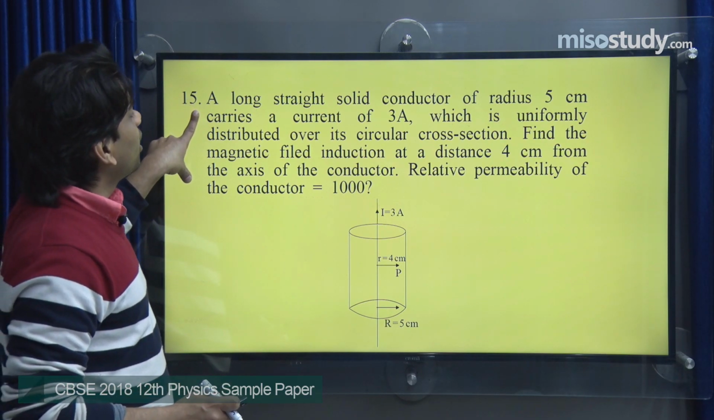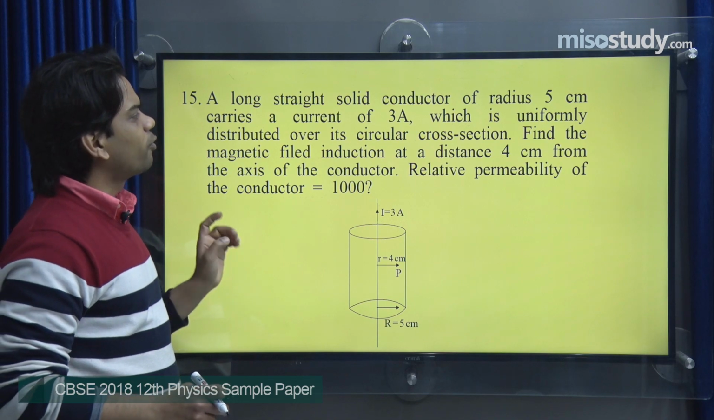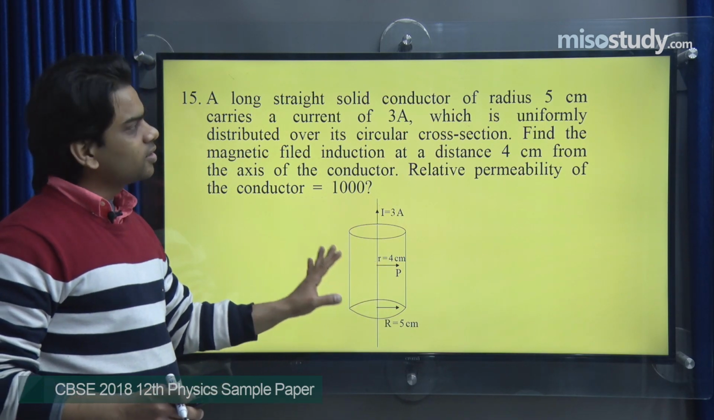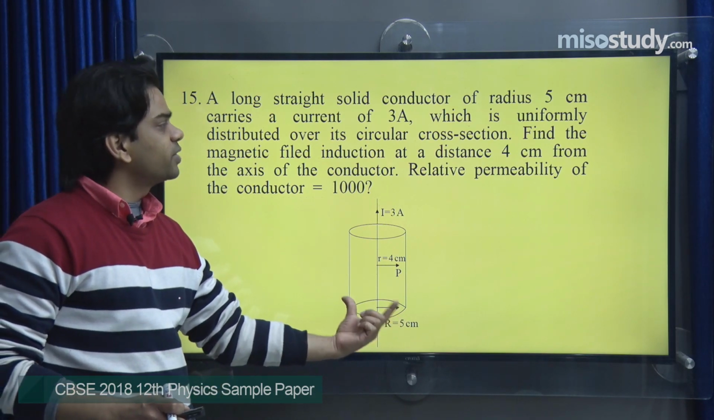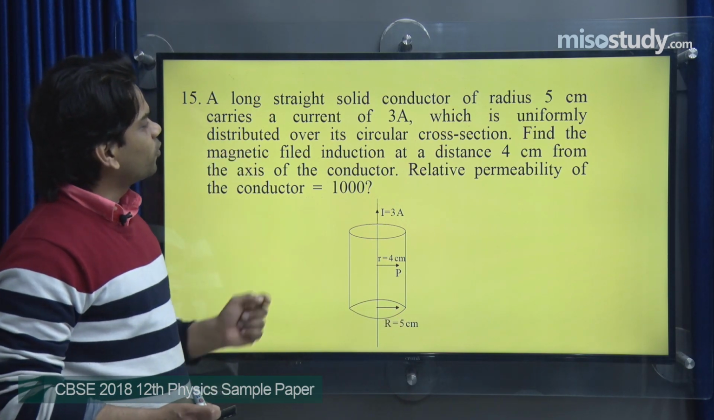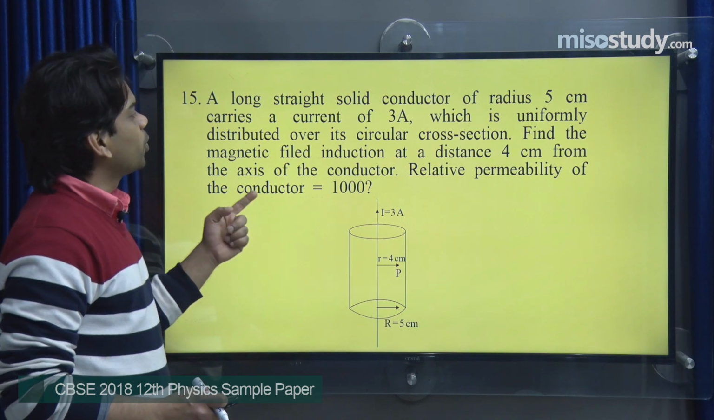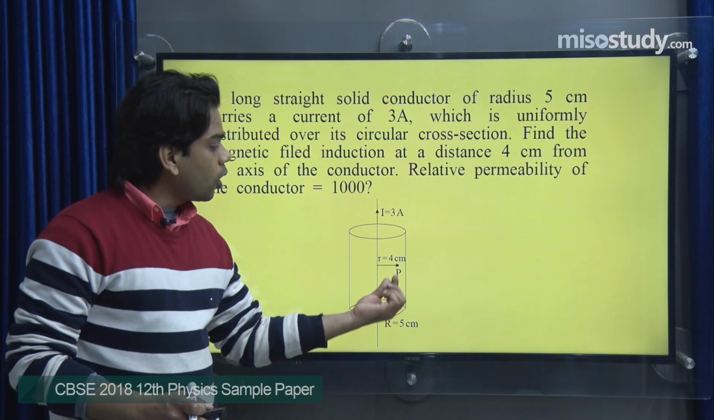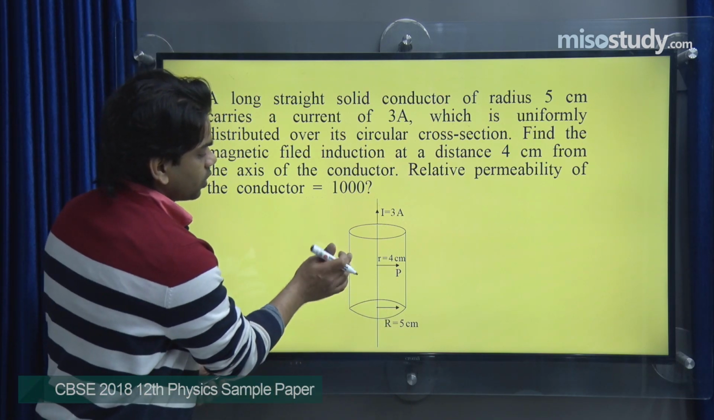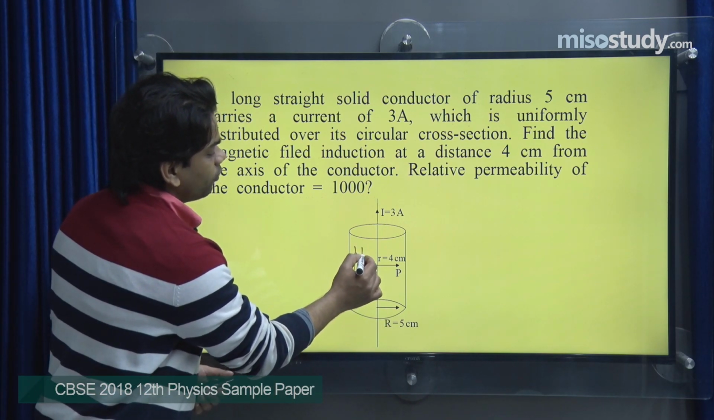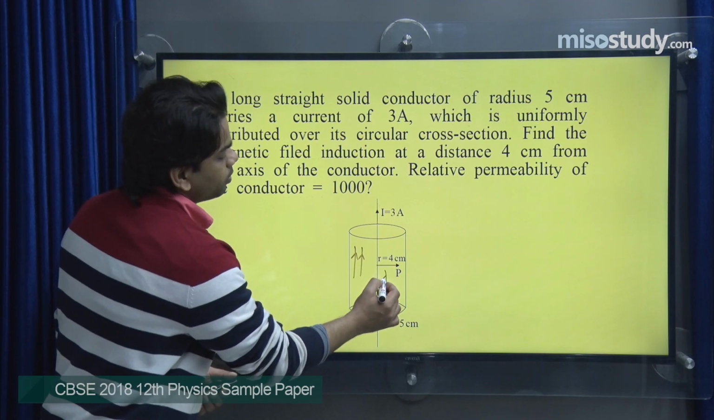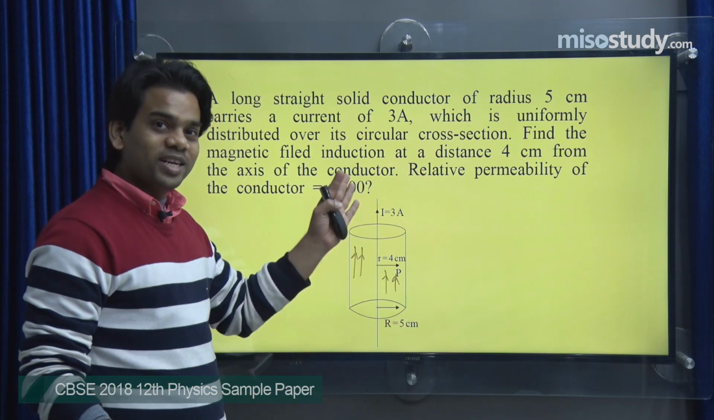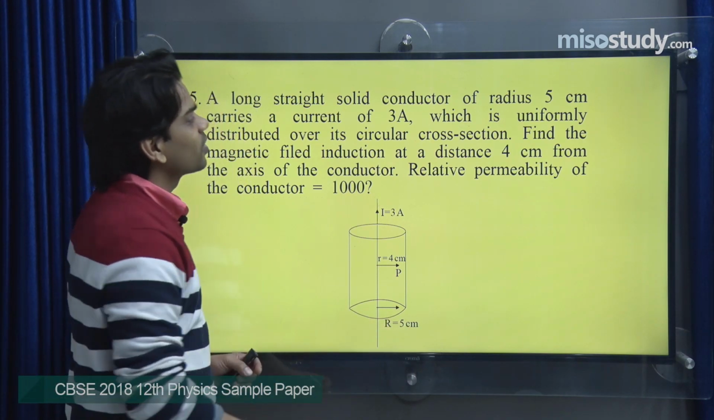You see here a long straight solid conductor of radius 5 centimeter. Now see, we have here a solid cylindrical kind of conductor whose radius is 5 centimeter, carries a current of 3 ampere, which is uniformly distributed over its circular cross section. Now see, this current is present all along this area. This current will be flowing through this area as I am drawing the diagram. Okay, so you should have the idea it's not only moving through the central axis of this conductor.